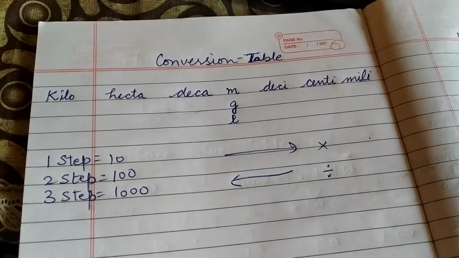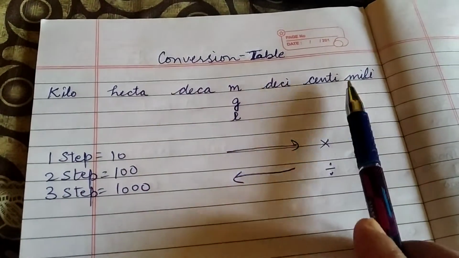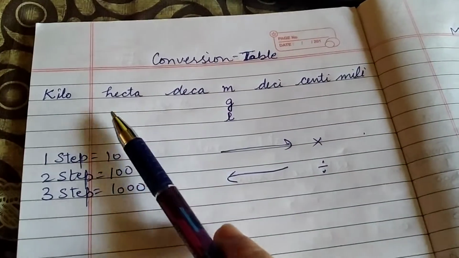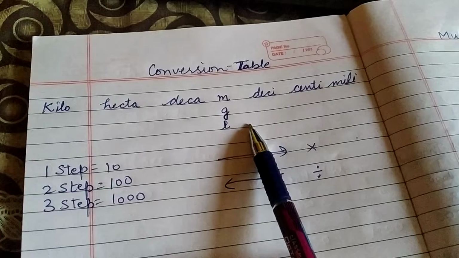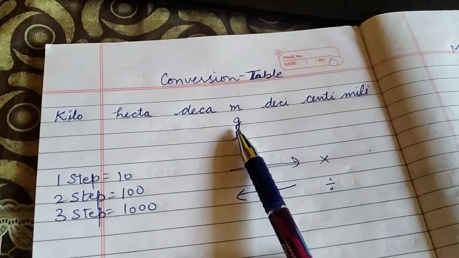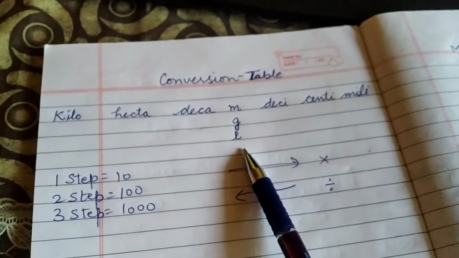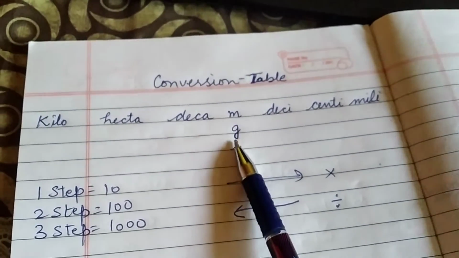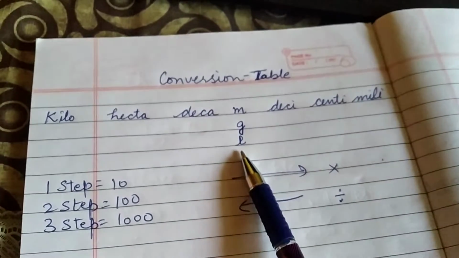Today we will study a very important topic, that is conversion of one unit into another unit. When we have to change meters into centimeters, or meters into hectometers, or meters into kilometers, gram into centigram, milligram, or gram into kilogram. Same way with liters also. We have three quantities of comparison: meters, grams and liters.